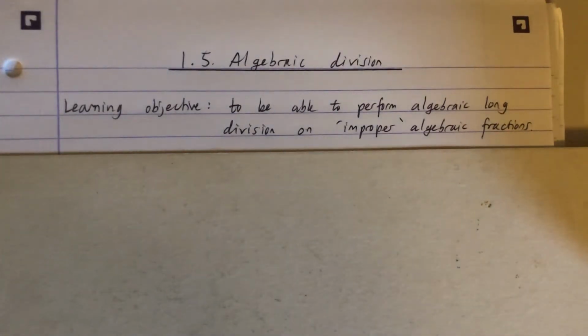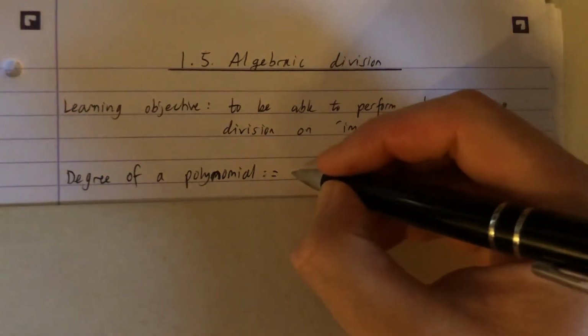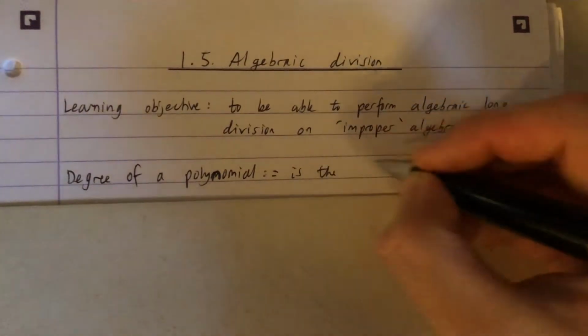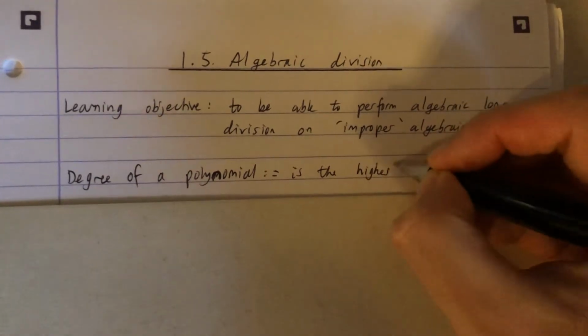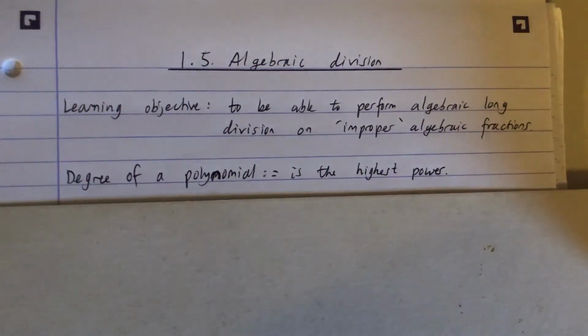improper algebraic fractions. So the first thing I need to remind you of is what the degree of a polynomial is. Now, polynomial is the fancy word for quadratics, cubics, quartics, etc. And the degree of a polynomial is equal to its highest power. So for example, a quadratic has degree 2, a cubic has degree 3, quartic has degree 4, and so on.